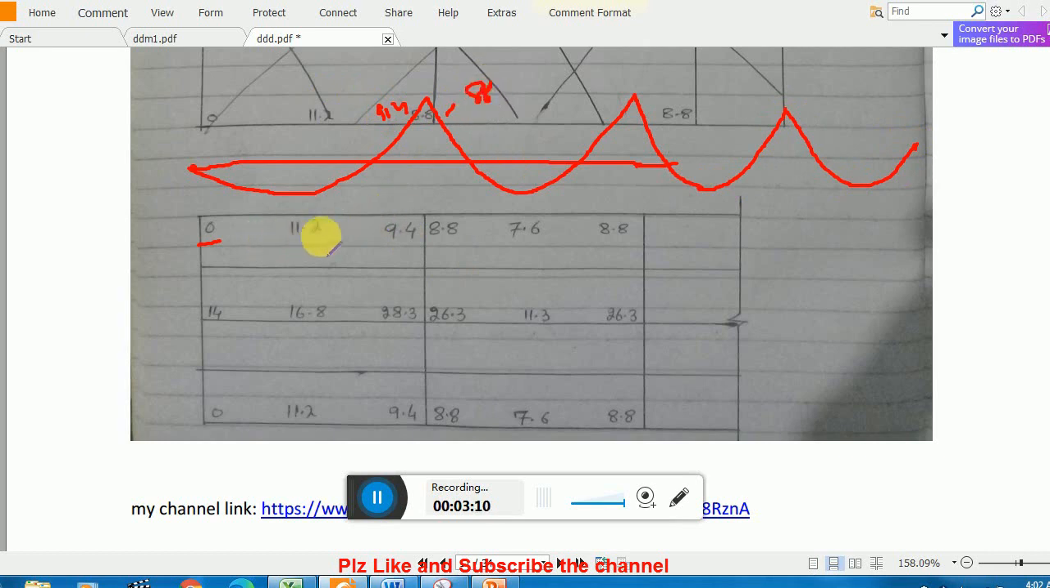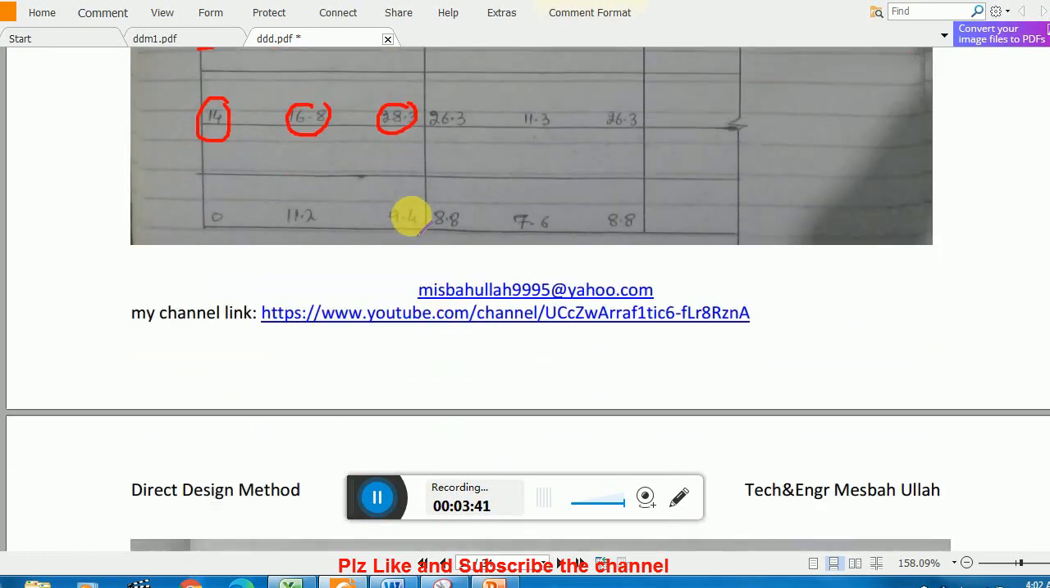But this is for the middle strip, not for the column strip. For the column strip, you see here the moment will be 28.3, and here this one, and at the face of the column, although there is 0, here you see there will be 14 kip-feet moment. So this is the variation. If you look at this diagram in 3D shape, the moment is basically decreasing.